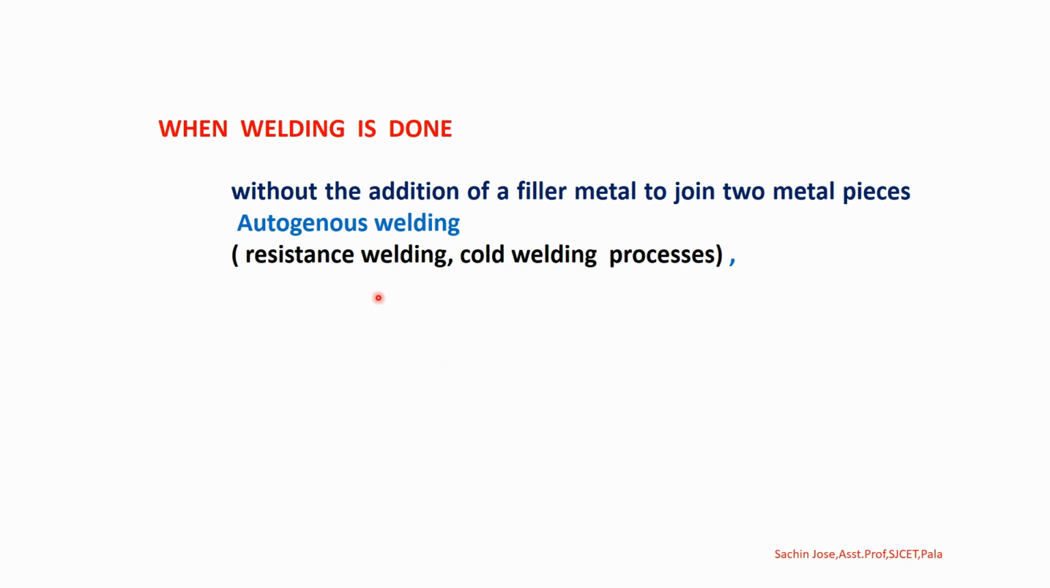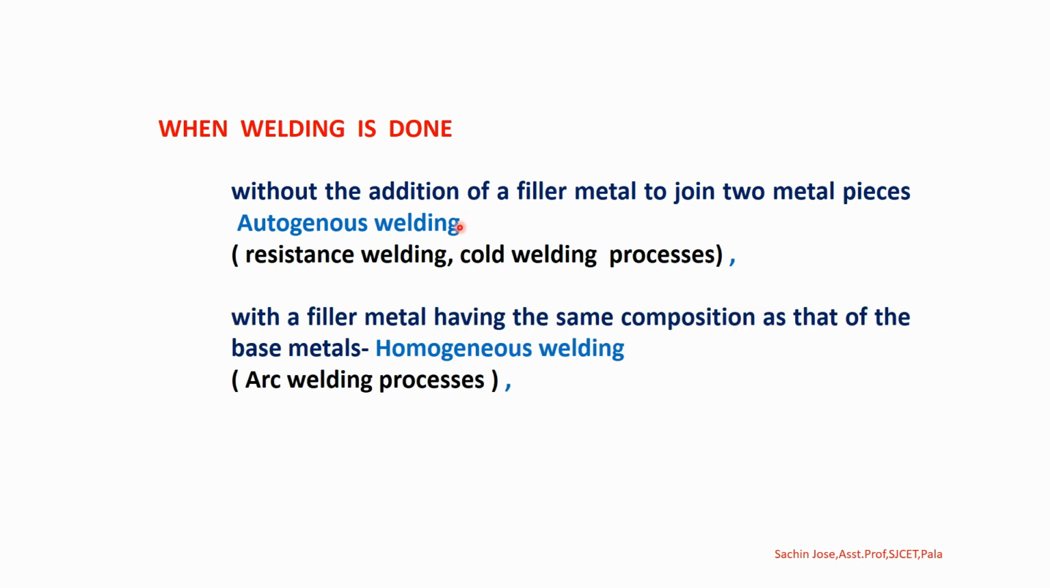So let's see, when welding is done without the addition of filler metal to join two metal pieces, the name is autogenous welding. Examples are resistance welding and cold welding, without the addition of filler metal.